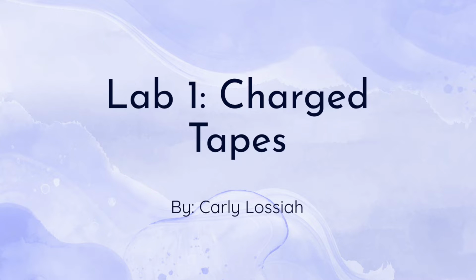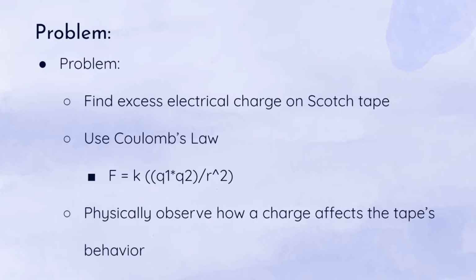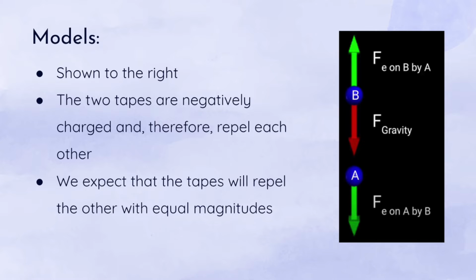I hope you enjoy. In this lab, we found the excess electrical charge of a Scotch or clear tape. We did this using Coulomb's law, which is F equals K times Q1 times Q2 divided by R squared, which you can see below. By doing this, we hope to physically observe how a charge affects the tape's behavior. Now I will discuss models.